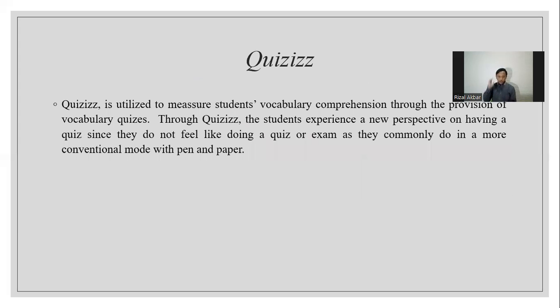Quizzes. Quizzes are utilized to measure students' vocabulary comprehension in the primary vocabulary quizzes. Through quizzes, the students can experience a new perspective on having a quiz, since they do not feel like doing a quiz or exam as they commonly do in a more conventional way with pen and paper.